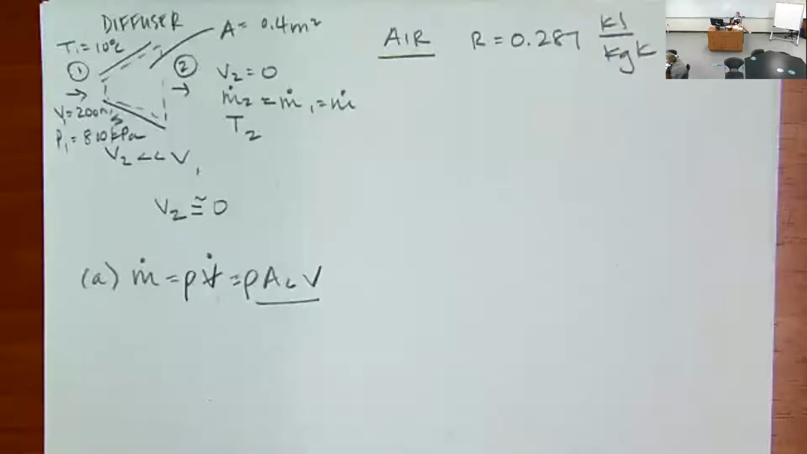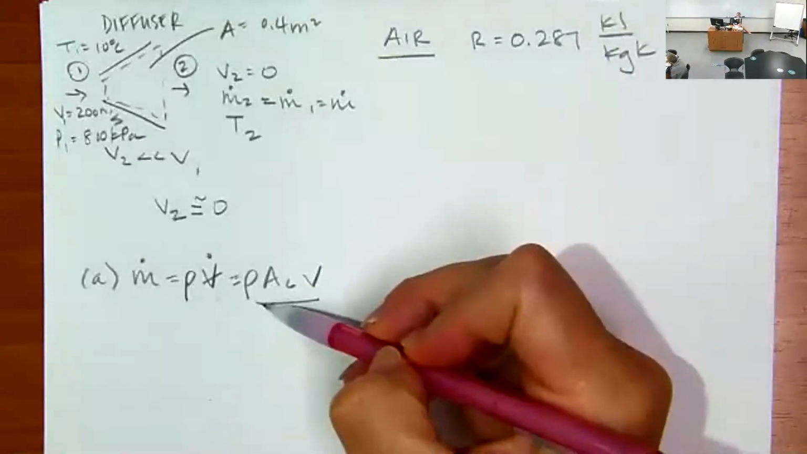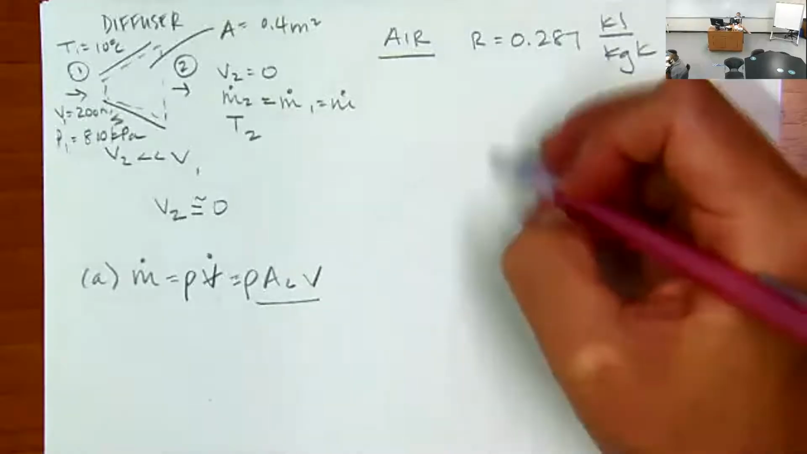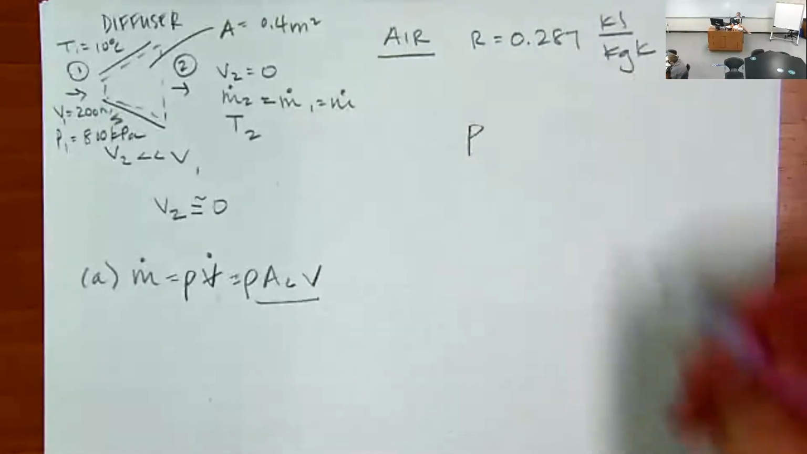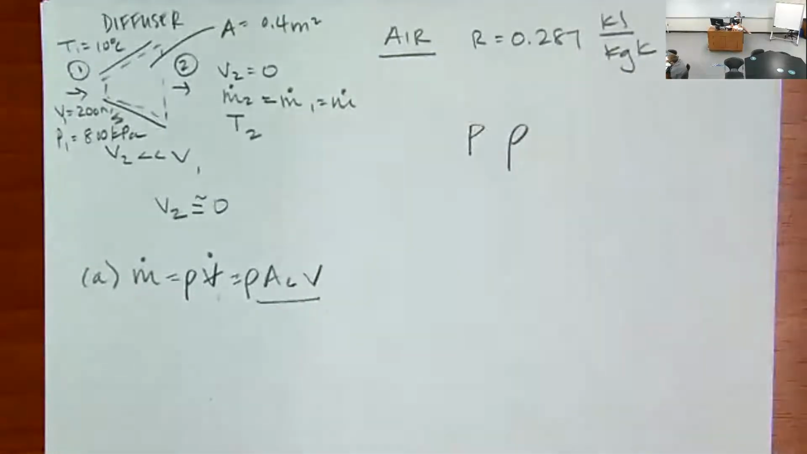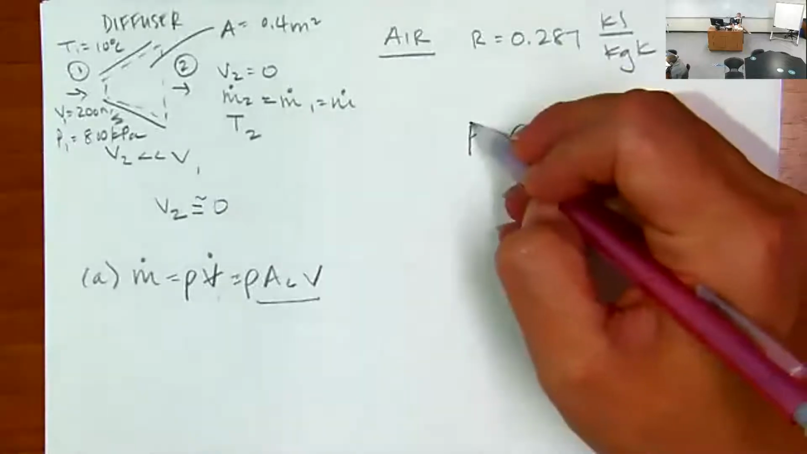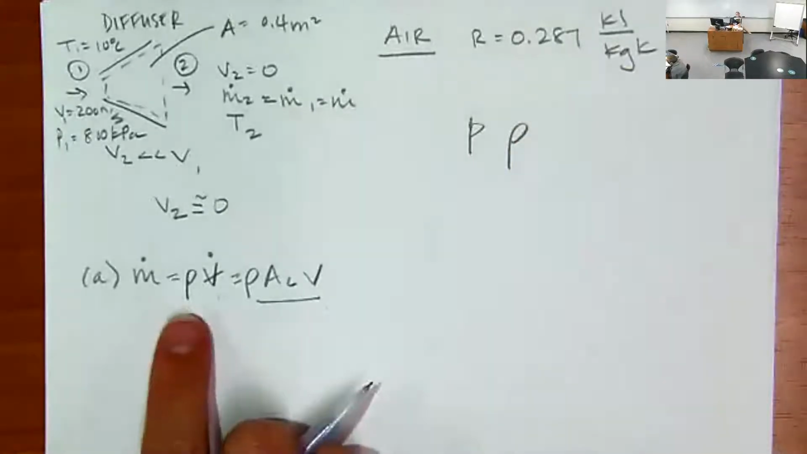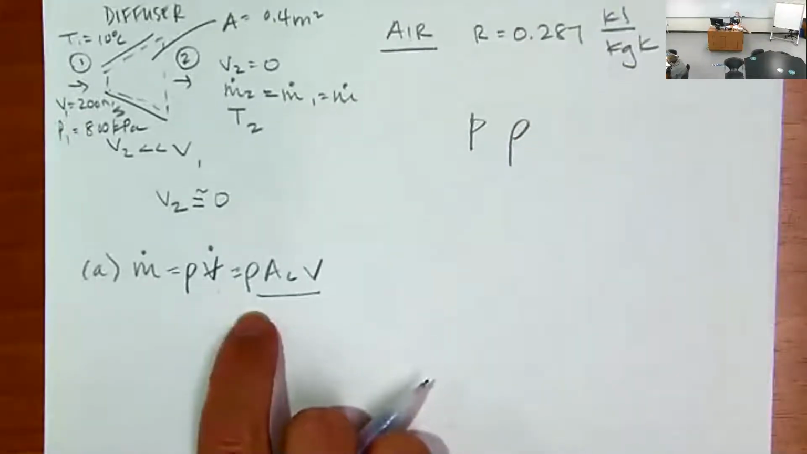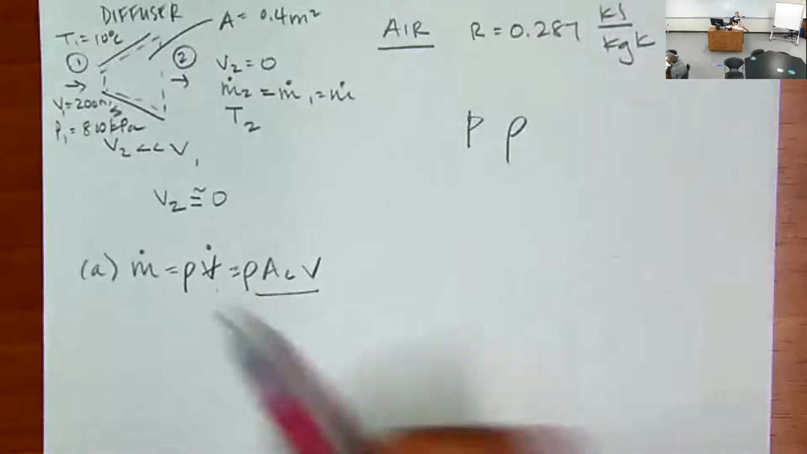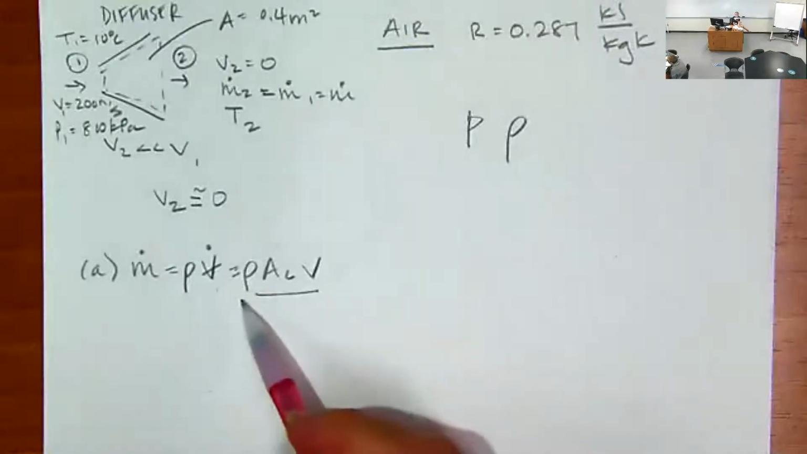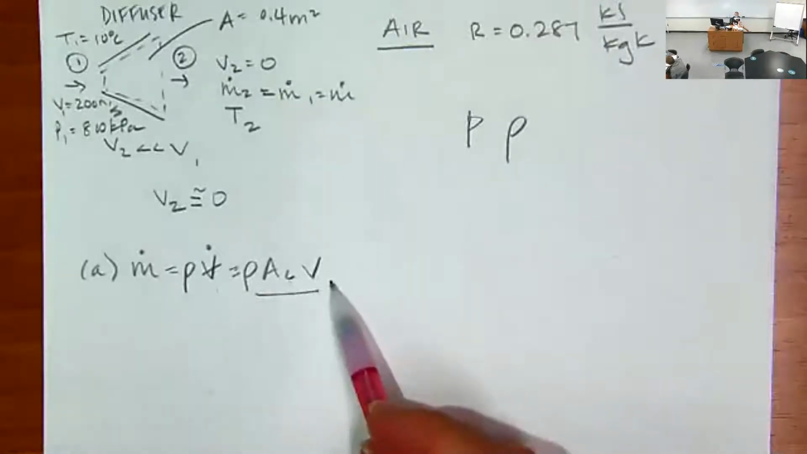Okay, so this is density. Pressure, I always make it look like a P, and density, I always make it look kind of wonky. I try to include a little hat here, but this is density, which you should know this equation by now, right? So mass flow rate is either density times volumetric flow rate or density times cross-sectional area times velocity.